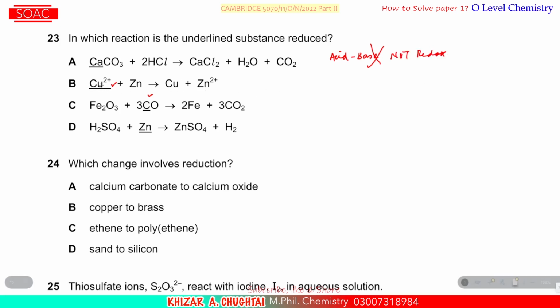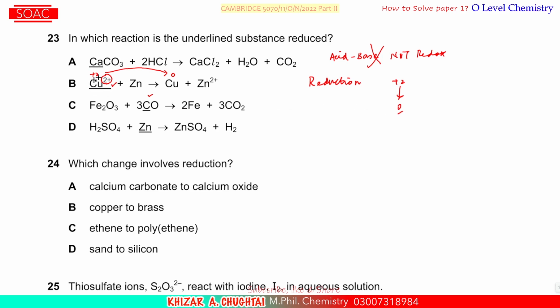In the next case, you can see that the copper 2+ ion is initially in the +2 oxidation state. The charge on a positive ion is the same as its oxidation state. I mean, its oxidation number is +2, and finally it is going to change to 0. So +2 to 0, that change is called reduction. The number is going to reduce.